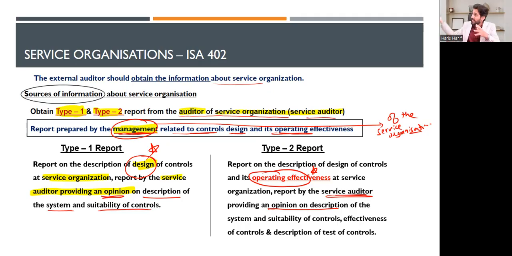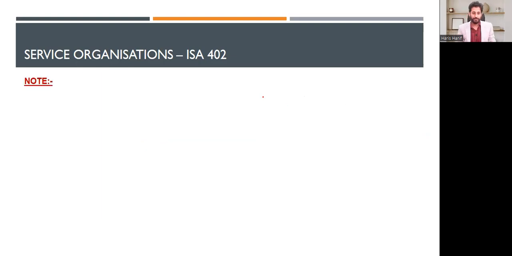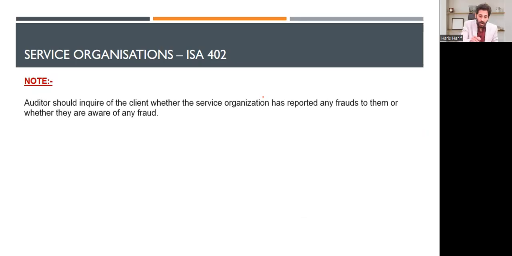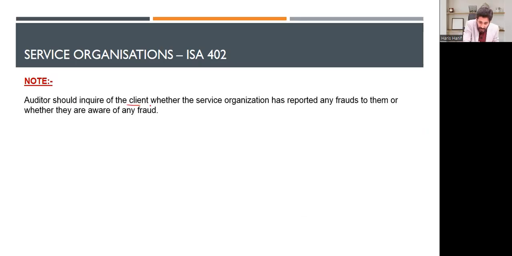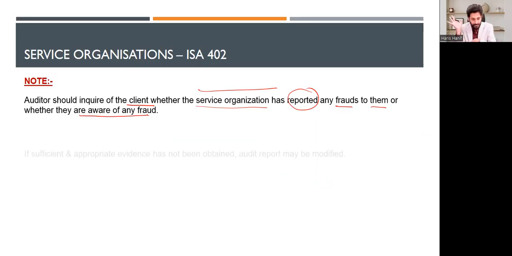That's very simple. So it will give you the confidence, right? So now you can obtain the information from their auditor. That is the type 1 and type 2 report from the service auditor, the auditor of the service organization. Note, service organization auditor should inquire the client whether service organization has reported any fraud to them or whether they are aware of any fraud. Because my records are being maintained by the service organization. So you should ask whether they are reporting any kind of fraud or whether they are active or not.